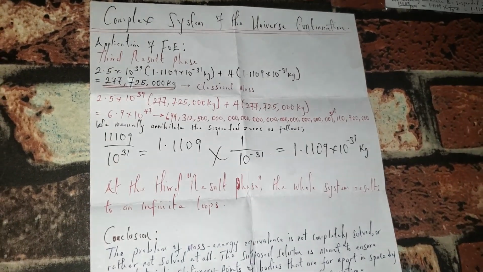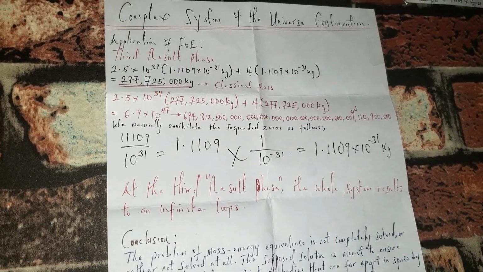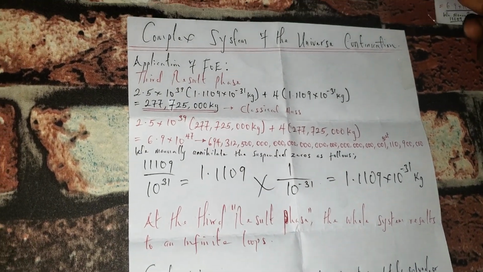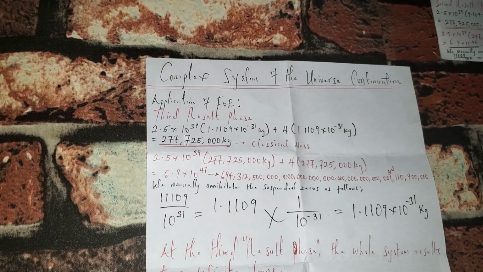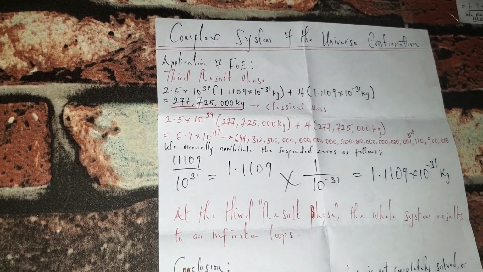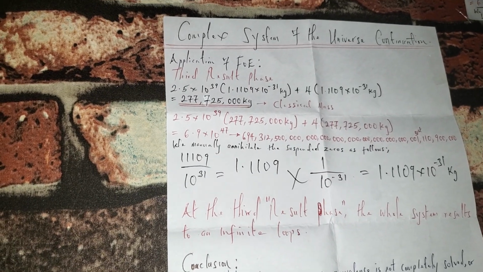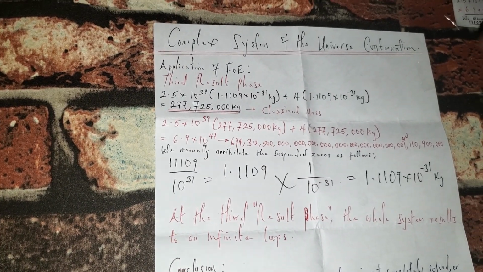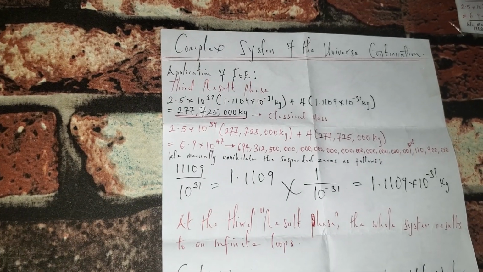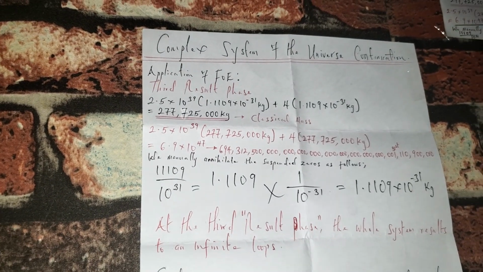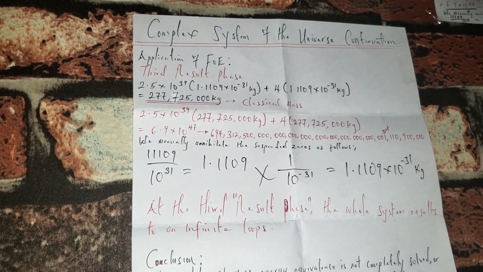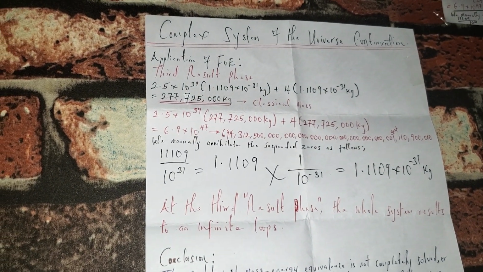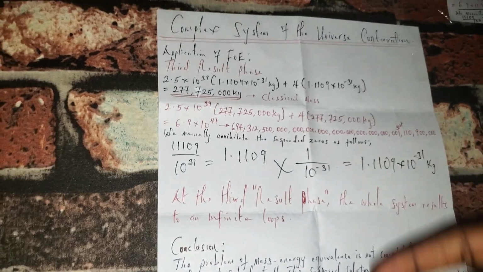as we have objects being far apart from each other in the space. So if we can explore the rate at which the swinging of quasar forth and back, if we can explore that and get that rate, we can use that for the measure of time. So now, the discovery at the third result phase, the whole system resorts to an infinite loops.